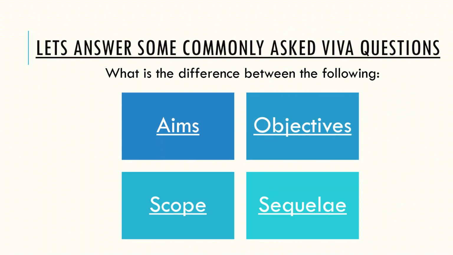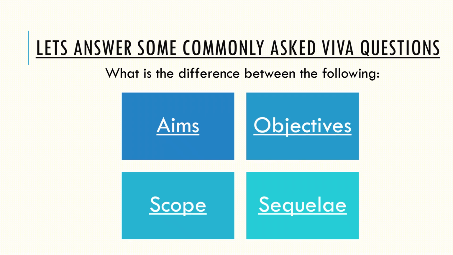In this segment, we will be answering some commonly asked Viva questions. For example, what is the difference between aims, objectives, scope, and sequelae? Aims. Aims is basically a very broad statement of intent. Intent means what do you intend to do after orthodontic treatment? Like they say, begin with the end in mind. So the end in mind becomes your aim.